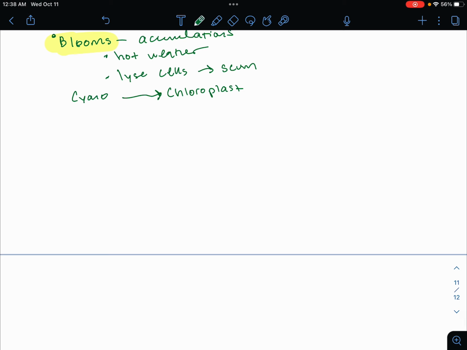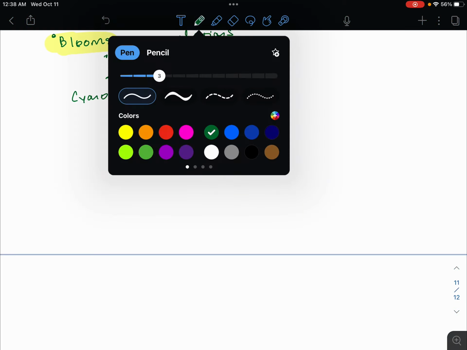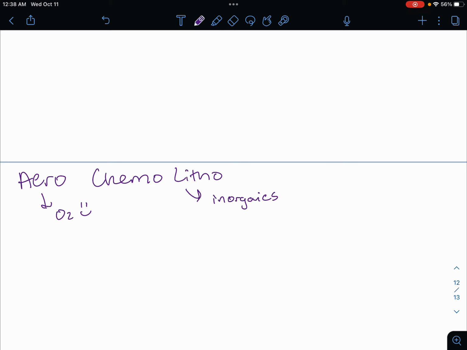There we go. Bloom is kind of a dictionary definition here, or a key term, so we're going to highlight that as well. Okay, so now we have to go into the study of aerobic chemolithotrophs. All right, so this means they do like oxygen, so we're going to put a little smiley face, and they're going to use inorganic compounds for the source of energy. I'm going to highlight it too.